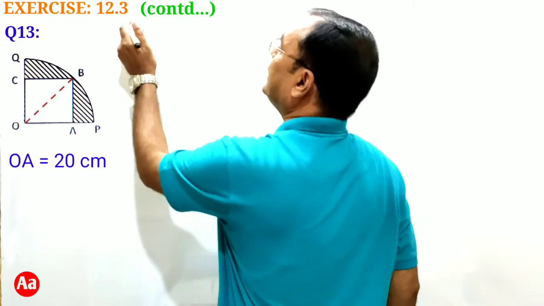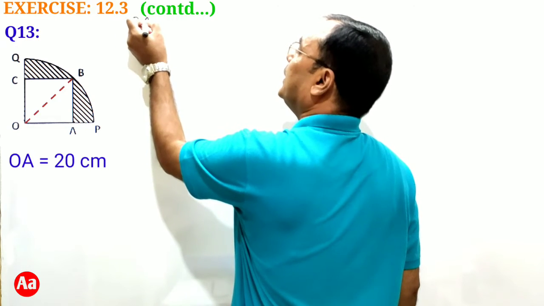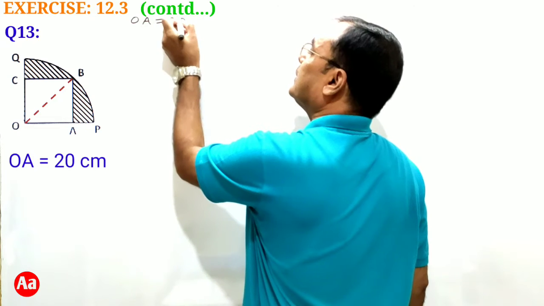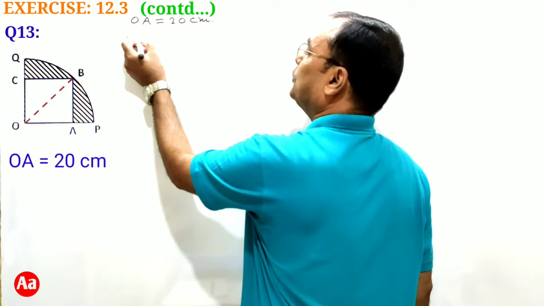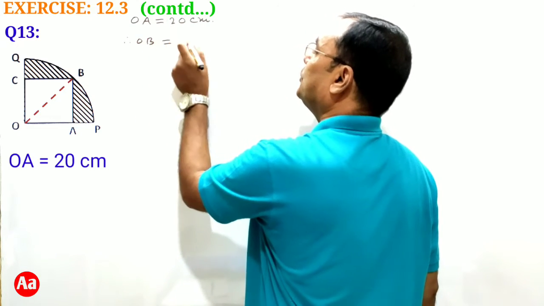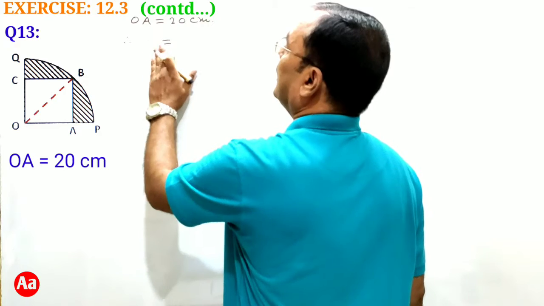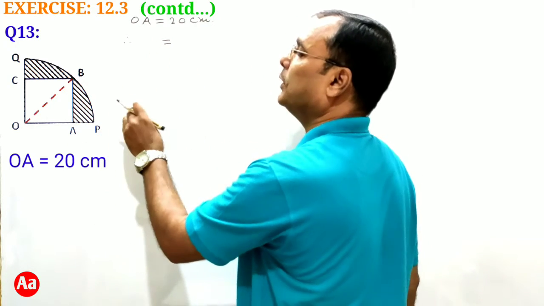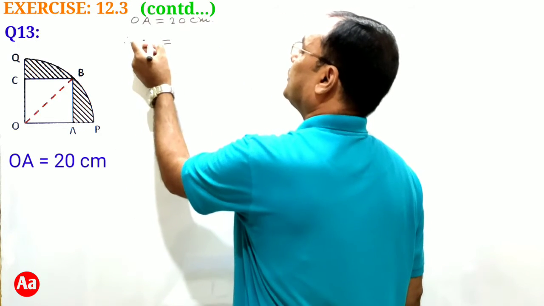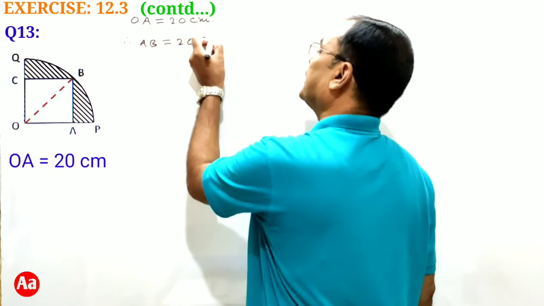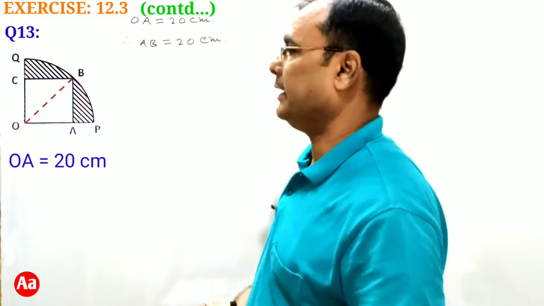So first we will calculate the radius of the quadrant. Here we are given OA 20 centimeter and OABC is a square, so therefore all four sides will be equal. OA is given 20, so let us write AB also 20 centimeter. Actually all four sides of the square OABC will be equal. Two sides we are writing.